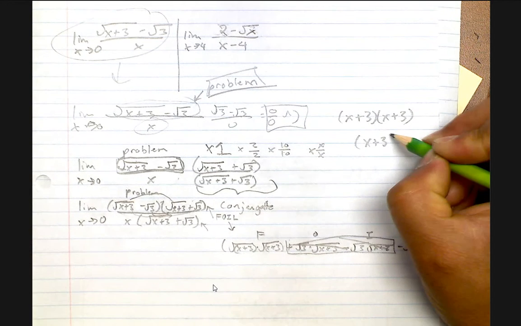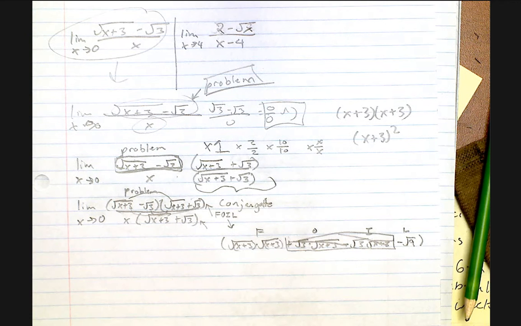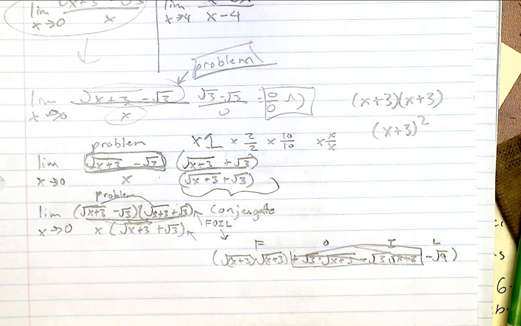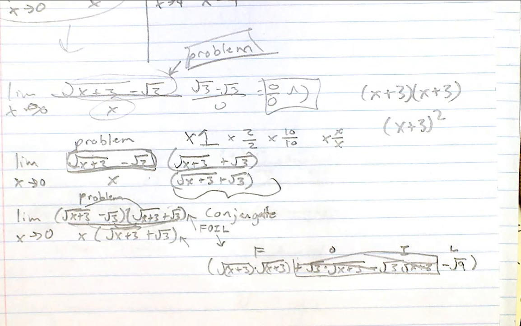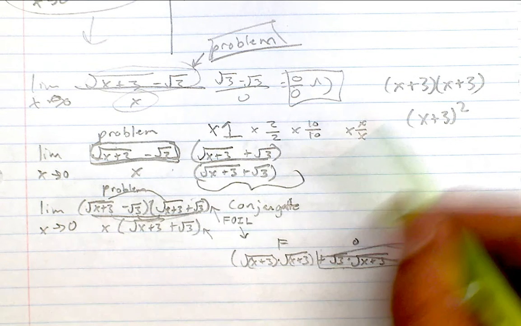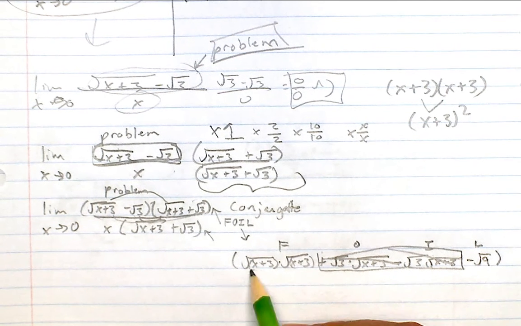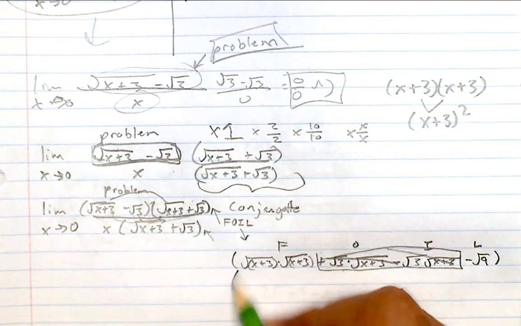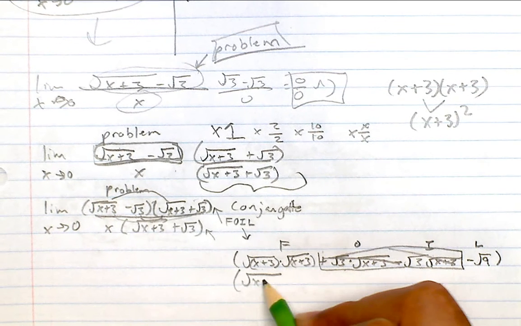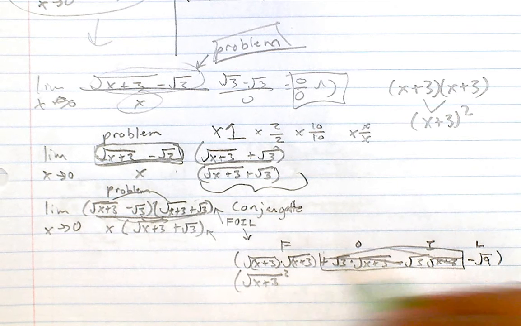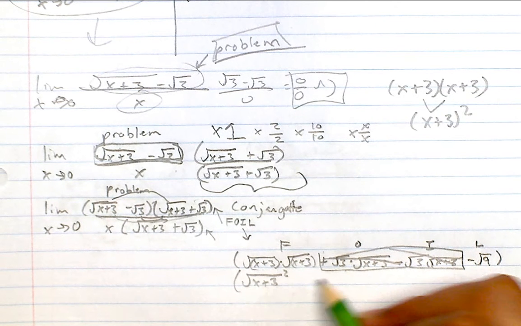Now you've got to look close for this, so I'm going to make sure everybody can see. There you go. I want you to understand x plus 3 times x plus 3 is x plus 3 squared. So the square root of x plus 3 times the square root of x plus 3 is going to be the square root of x plus 3, squared. Those are gone. I'm left with the square root of 9, which is just 3.